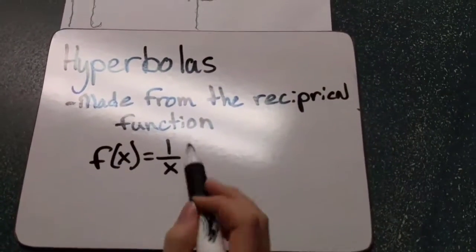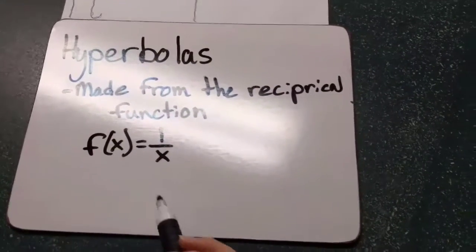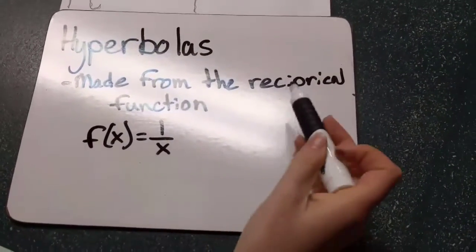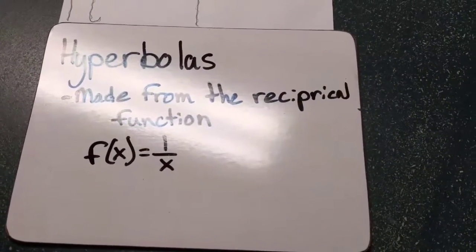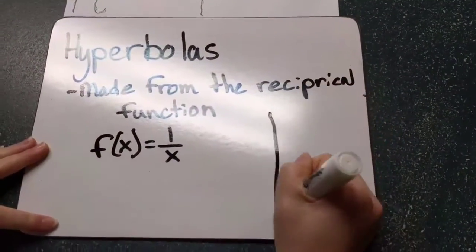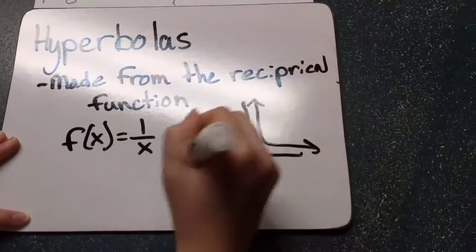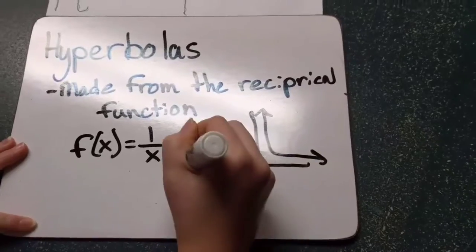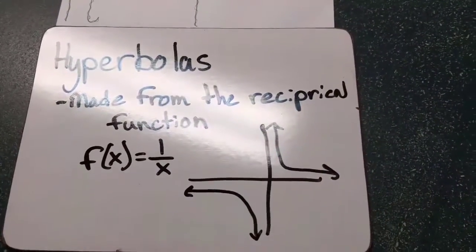So hyperbolas. Hyperbolas are made from the reciprocal function, which is f of x equals 1 over x. This is also the parent function, but it's also the reciprocal function. It's the most basic form of it. So a hyperbola will look like we drew before. This is just a rough sketch, so this isn't exact, but it will have two curves that will continue going to infinity.